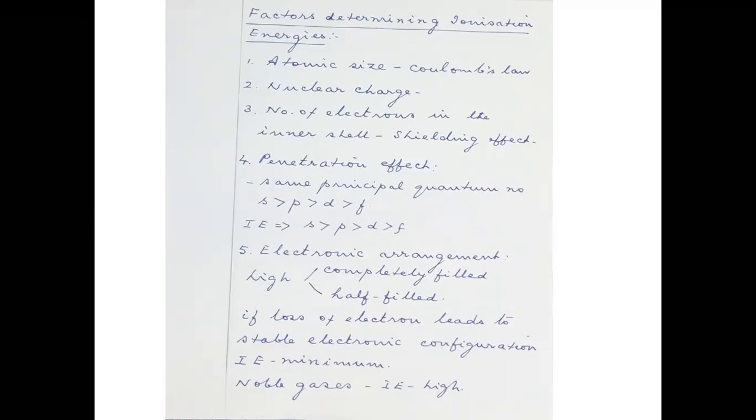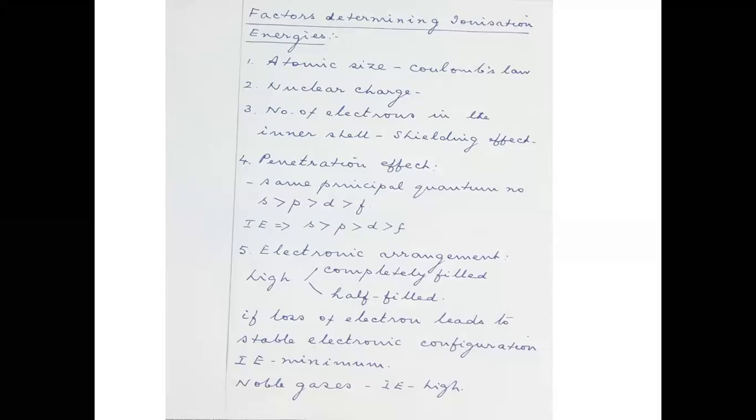Similarly, half-filled configuration is stable. So when you remove an electron from the half-filled electronic configuration, you are trying to move from a stable configuration to an unstable configuration. Suppose if you take oxygen, oxygen is partially filled with the p4, the p orbital containing 4. So partially filled is unstable. But if you remove one electron, it becomes a p3, which is a half-filled electronic configuration. So in such cases, the electron can be easily removed because the removal is favoring the stability.